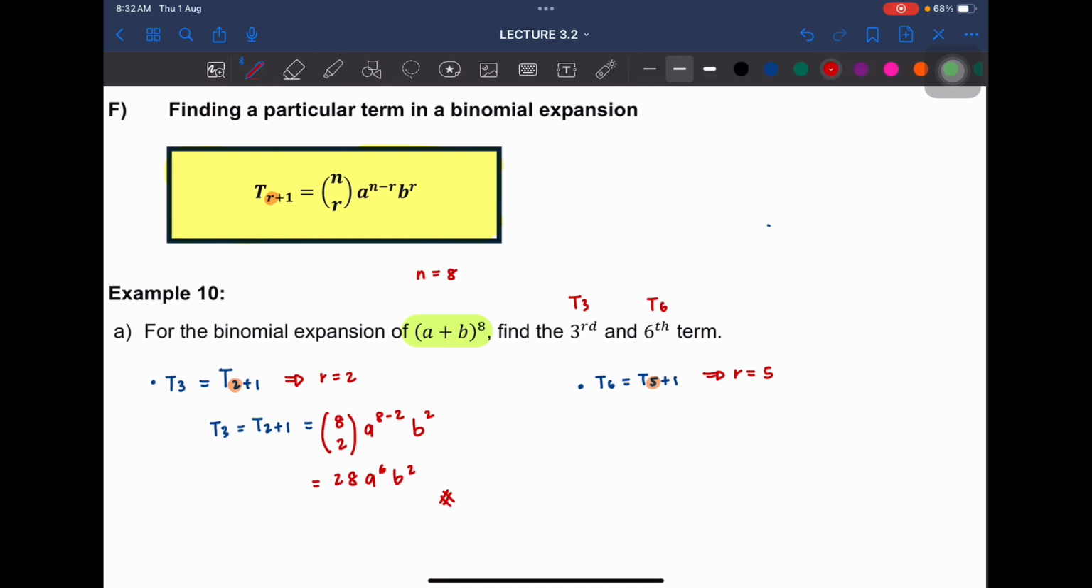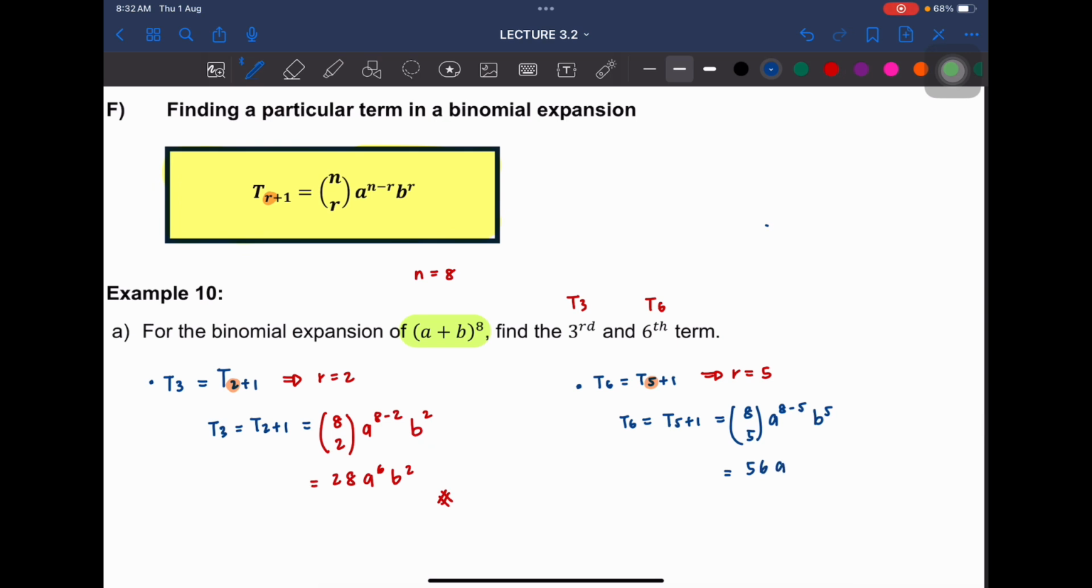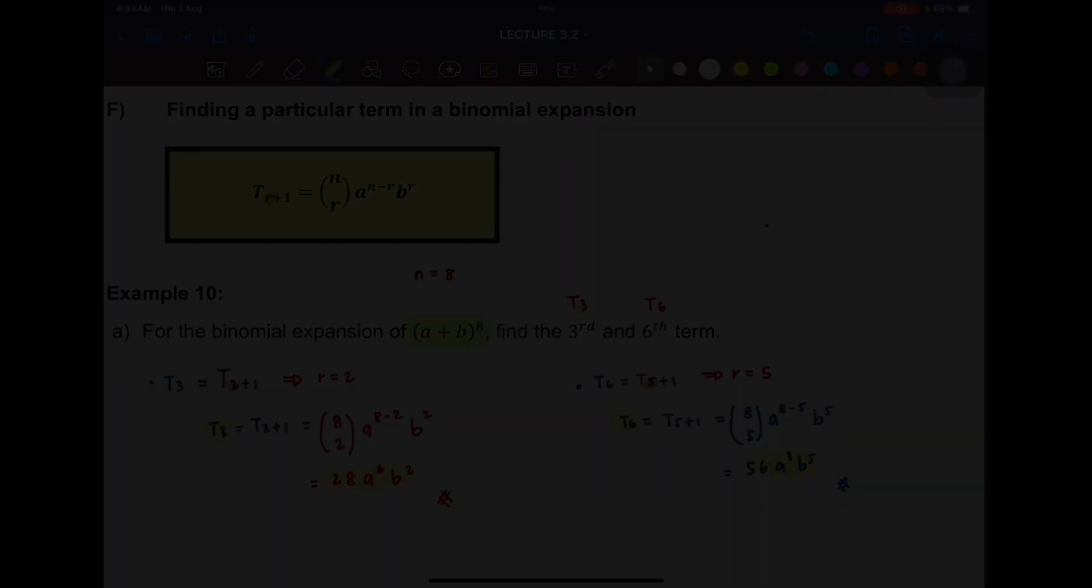Okay, so now let's use the formula. T6, equal to T5 plus 1, is equal to N choose R, so 8 choose 5. And then A to the power of N minus R, and then B to the power of R. Okay, so press the calculator for this one. You're going to get 56. And then A to the power of 3, B to the power of 5. Okay, settle. So your third term is this one, and your sixth term is this one.